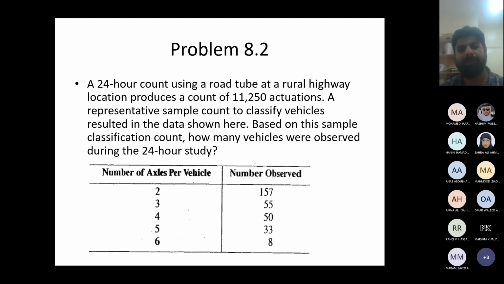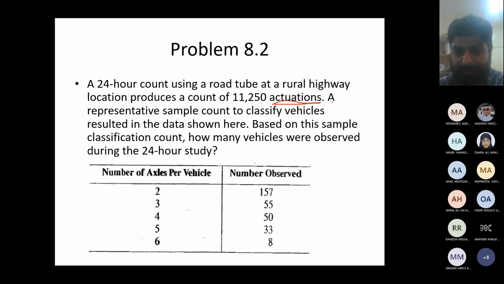Pneumatic road tube data is being calibrated, and then number of vehicles have been found. So in a particular study, pneumatic road tube was used on a highway for a 24-hour period. In those 24 hours, the road tube recorded 11,250 actuations. Now the word actuation here means number of counts. Whenever we use the term actuation, we mean number of counts.